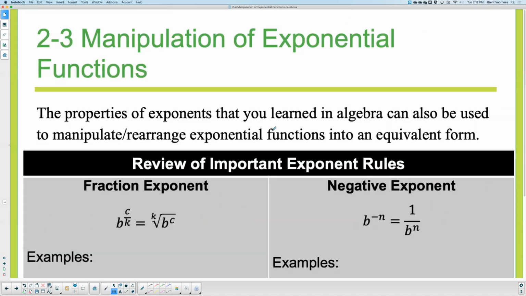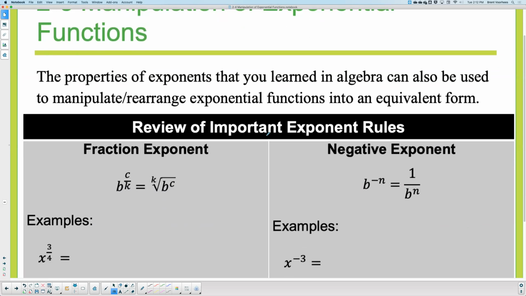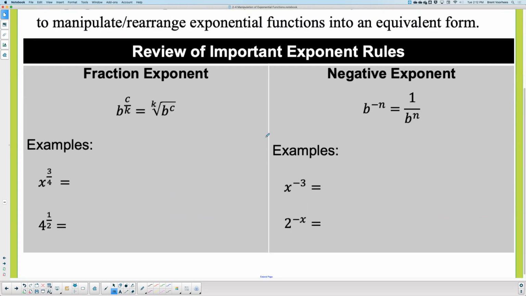And two more rules we're going to look at. A fraction exponent and a negative exponent. Okay, the fraction exponent. When you have a fraction exponent, the denominator of that fraction is like a root. So a lot of you are familiar with the square root. What that is, it's a fraction power of half. So let's look at some examples.